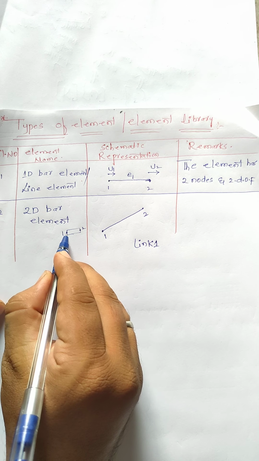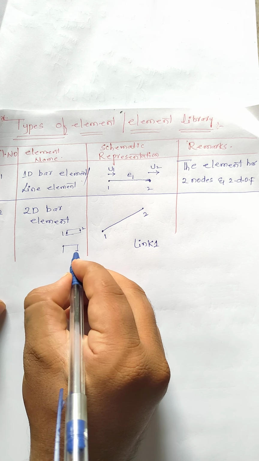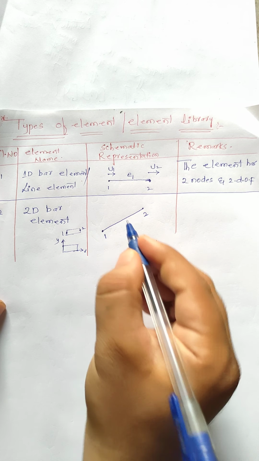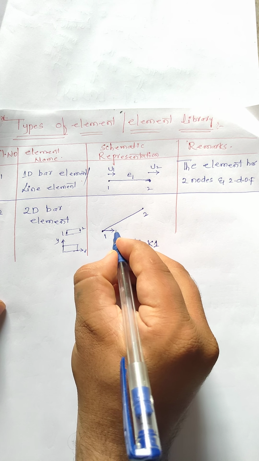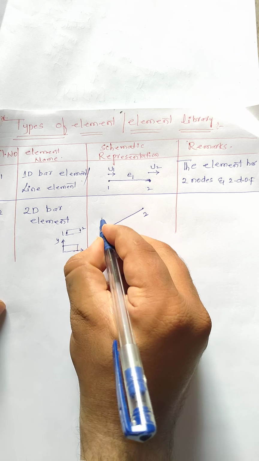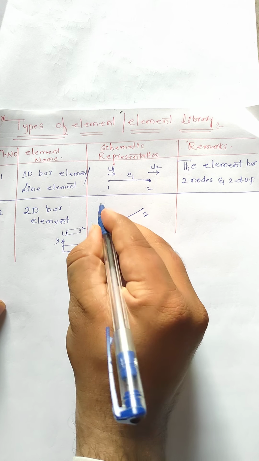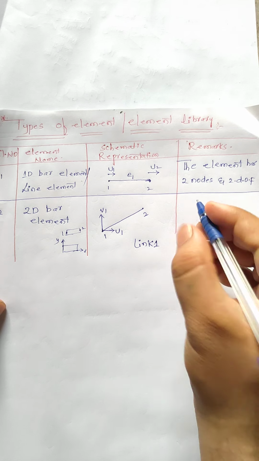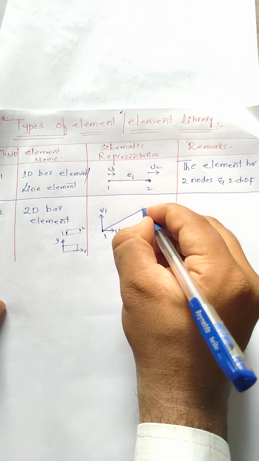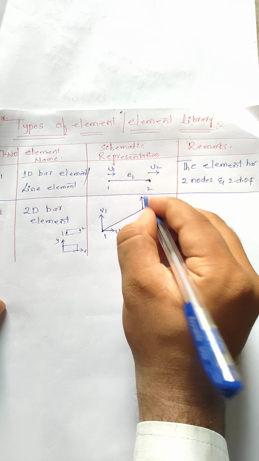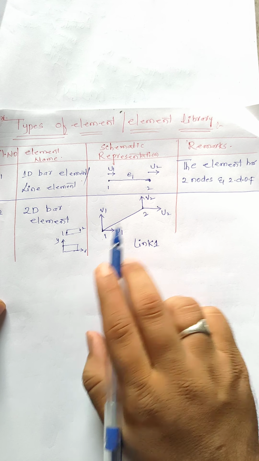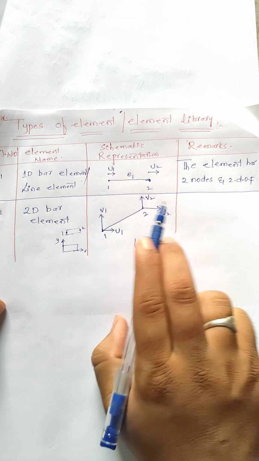How? Let us see. This is the x direction. If it is a rectangular lamina, this is x direction and this is y direction. Then we can represent here displacement U1 in the x direction, displacement V1 in the y direction. Then at the node 2, displacement U2 in the x direction and displacement in the vertical direction is represented by V2. Here how many nodes? 2 nodes and 4 degrees of freedom.